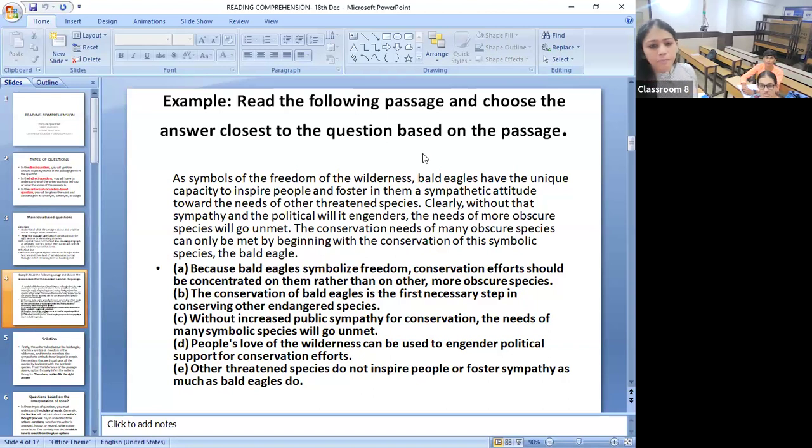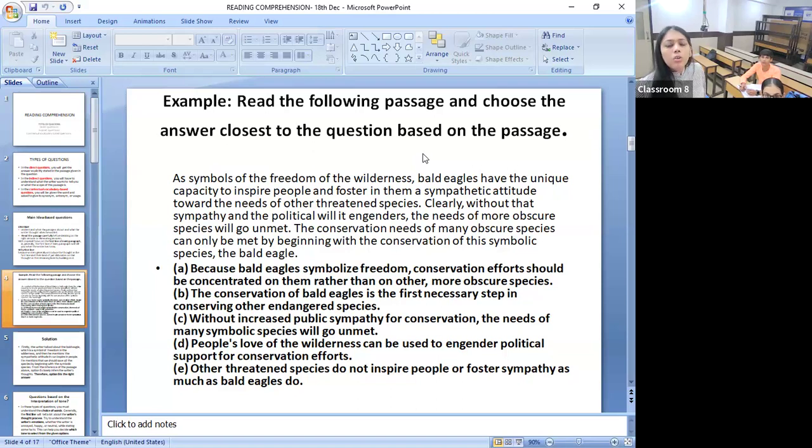Right. Since it was about the conservation, the only option which was closest to how they can be conserved seemed C to be. That's why. Okay. What do you think? C, you wrote D, na? So, wilderness can be used in endangered species for a political support also.